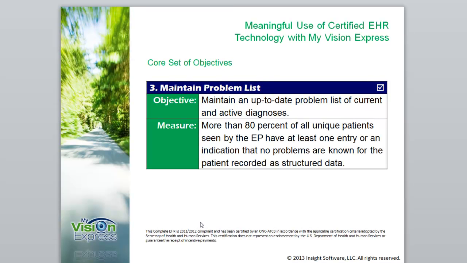So now we have core objective number 3, maintain a problem list. So the objective is to maintain an up-to-date problem list of current and active diagnosis, and the measurement is more than 80% of all unique patients seen by the EP have at least one entry or an indication that no problems are known for the patient recorded as structured data.